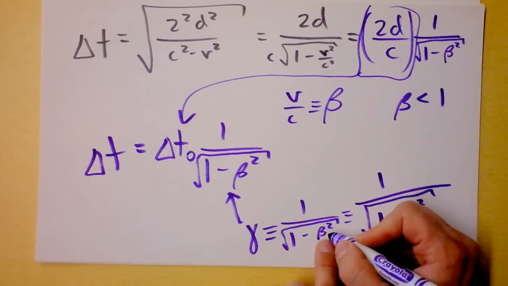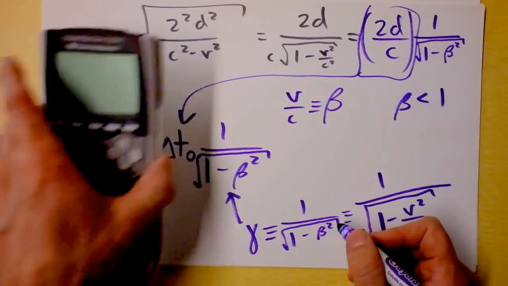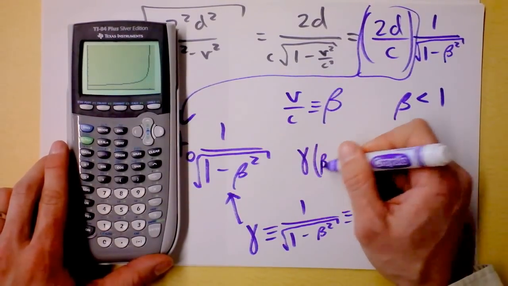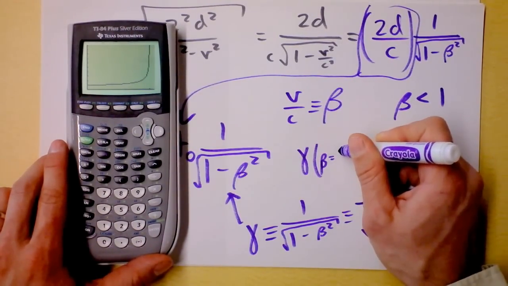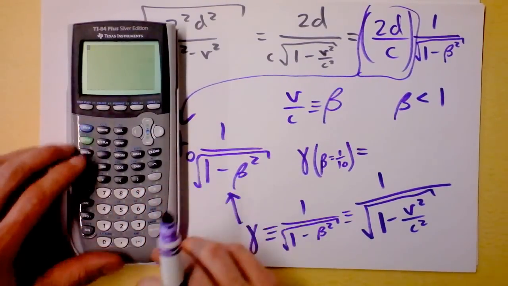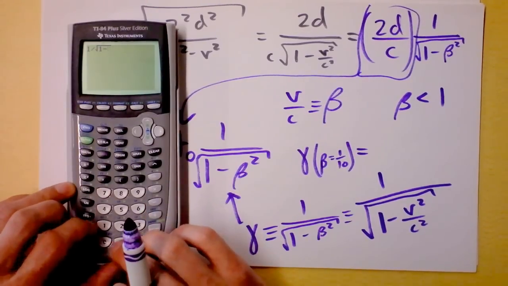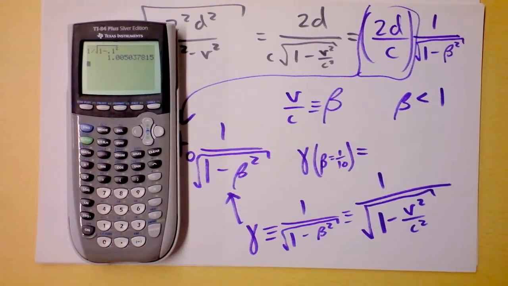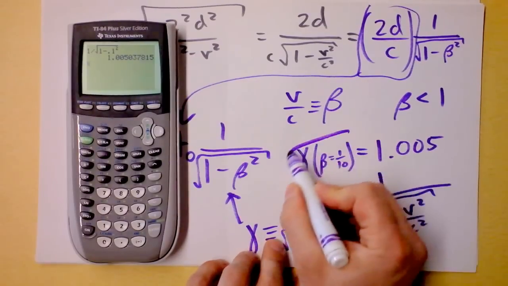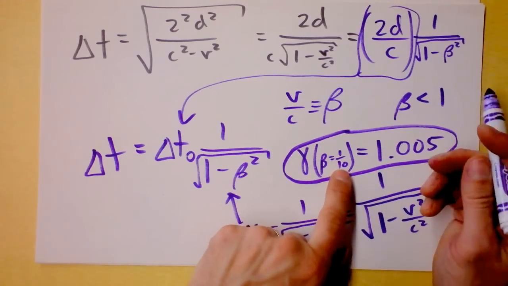So I'm going to take 1 minus a number less than 1. In fact, sometimes that number is very, very small. Let's just try it out. Let's try out what gamma is going to give us for beta equals 1/10. Gamma, when beta is equal to 1/10, check this. I'm going to do 1 divided by the square root of 1 minus 0.1 squared. Ready? Oh my goodness, it's just 1.005.